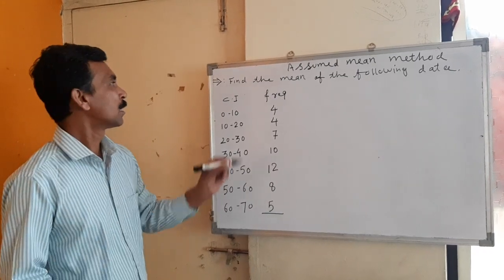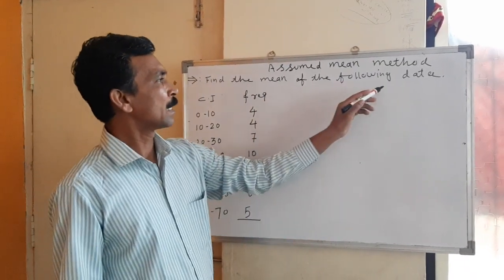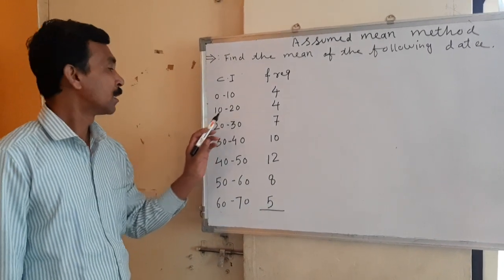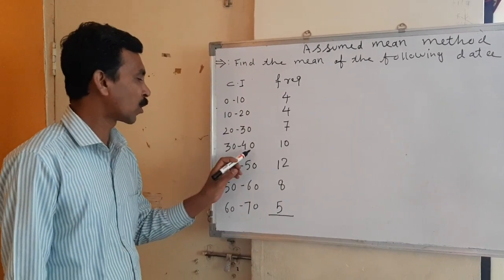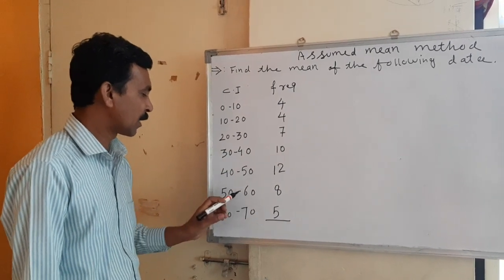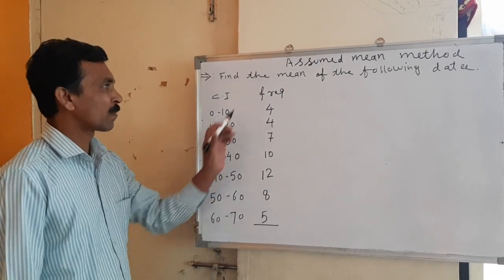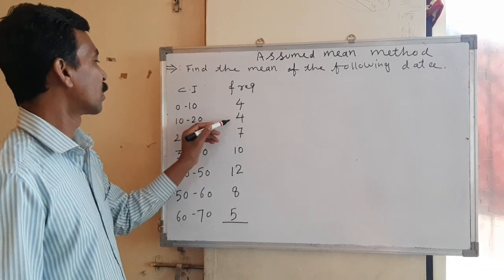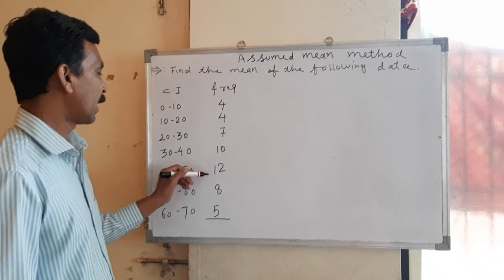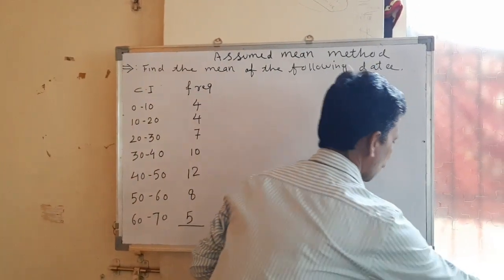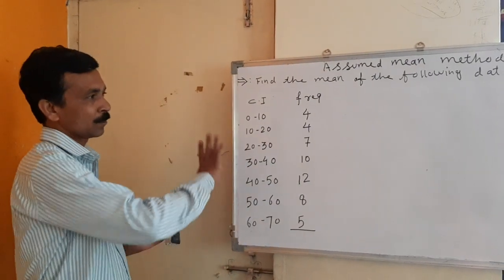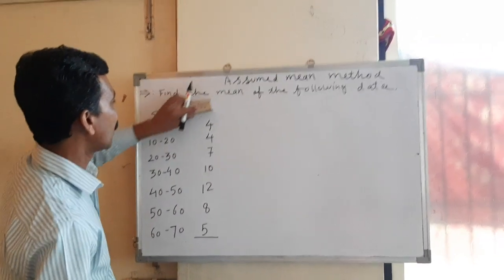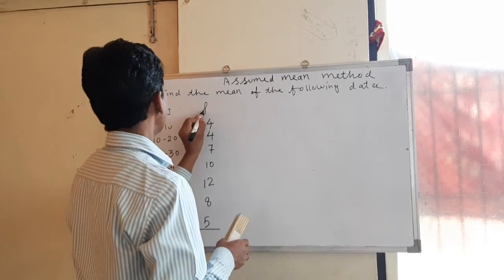I'll read the sum. Find the mean of the following data. Class intervals 0 to 10, 10 to 20, 20 to 30, 30 to 40, 40 to 50, 50 to 60, 60 to 70. And the frequencies, that is Fi, are 4, 4, 7, 10, 12, 8, 5. Now I will write the solution here only. Instead of frequency, now I'll call it Fi.